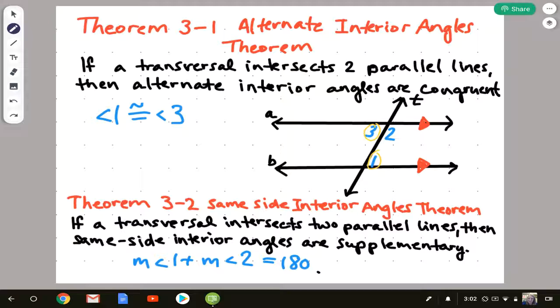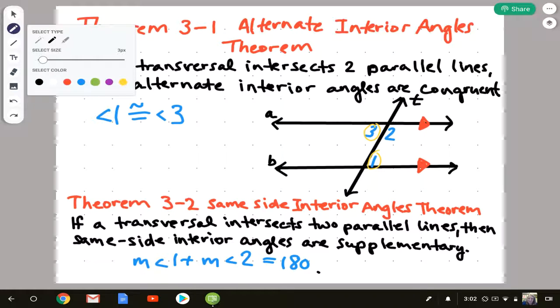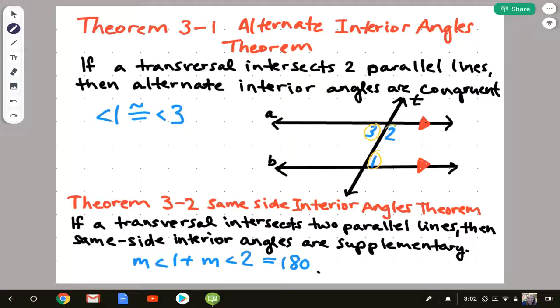Okay, the second theorem is called the same side interior angles theorem. It says if a transversal intersects two parallel lines, then same side interior angles are supplementary. You remember supplementary means their measures add up to 180. So looking at the picture, the same side interior angles would be angle 2 and angle 1. They're both on the right side of the transversal and they're both inside lines A and B. So this theorem tells me that if I add their measures, I should get 180.